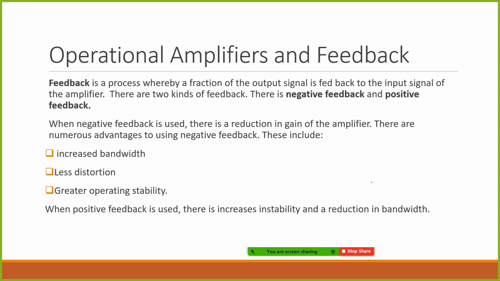Now, there are two types of feedback. You have negative feedback, and you have positive feedback. In negative feedback, it says here that there is a reduction in the gain of the amplifier. What we looked at a while ago, when the feedback was sent from the output to the input, the gain would have been reduced from 100 to maybe about 40. That is negative feedback. Most of what we're going to talk about deals with negative feedback.